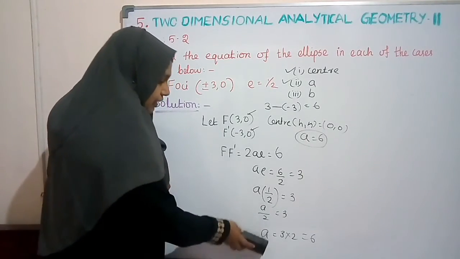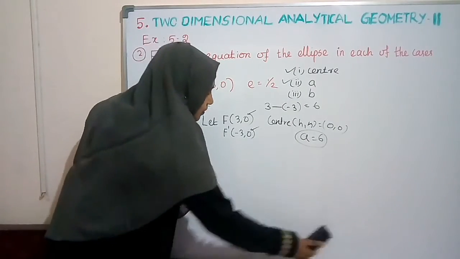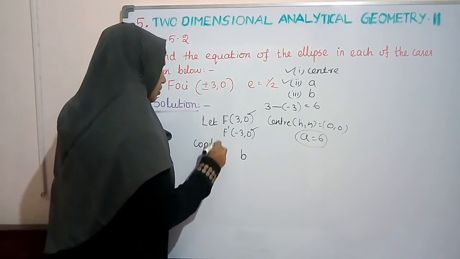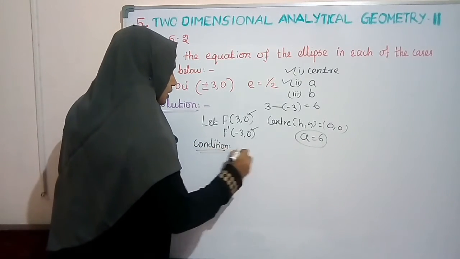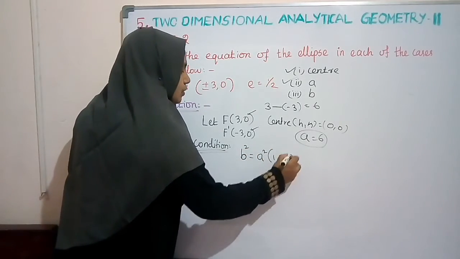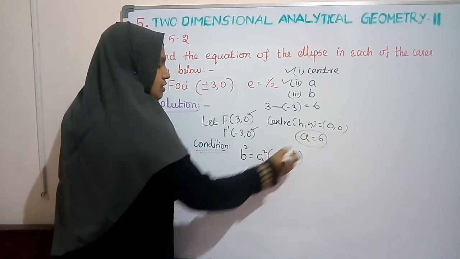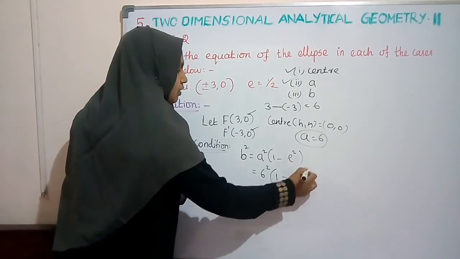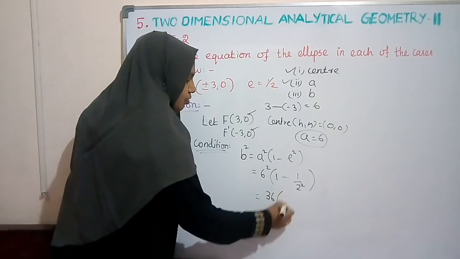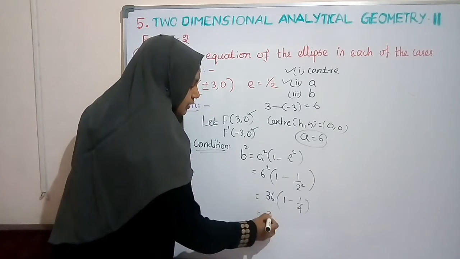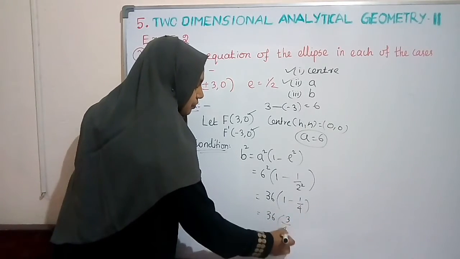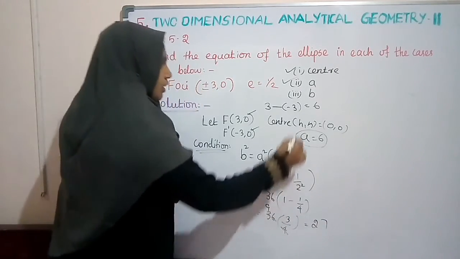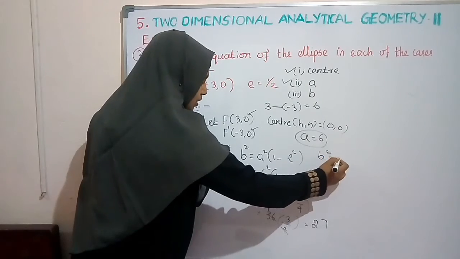Okay. So after finding this a value, we can write the condition of the ellipse. It is b square is equal to a square into 1 minus e square. What is a square? 6 square. 1 minus e square is 1 minus 1 by 2 square. So it is 36 into 1 minus 1 by 4, which gives 36 into 3 by 4. So this gets cancelled, and 9 into 3 is 27. Now we got b square as 27.